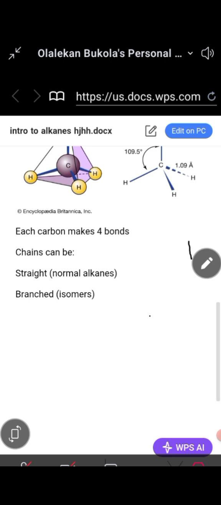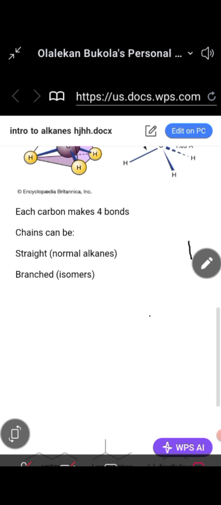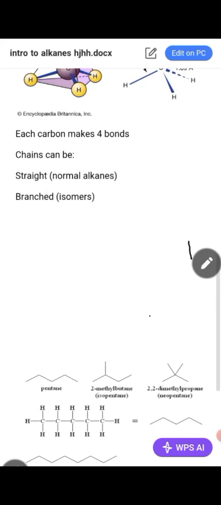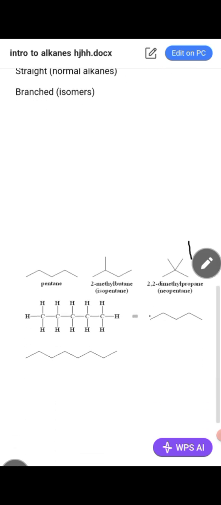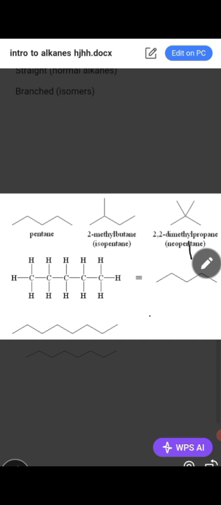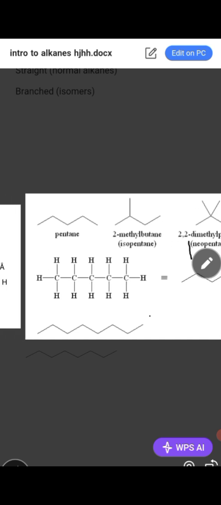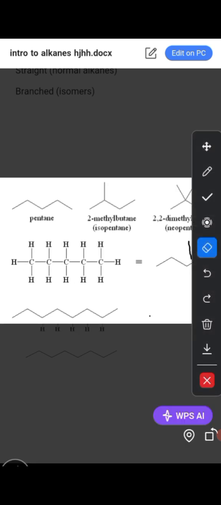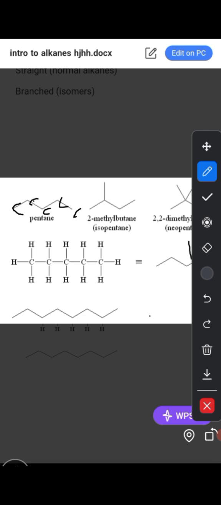Okay, moving forward. All alkanes form either a straight chain or a branch chain. So we have some examples of a straight chain alkane, that is the normal alkanes. These are the examples of the straight chain alkane. This is pentane, an example of a straight chain alkane. It is a straight chain. Okay, why is it a straight chain alkane?